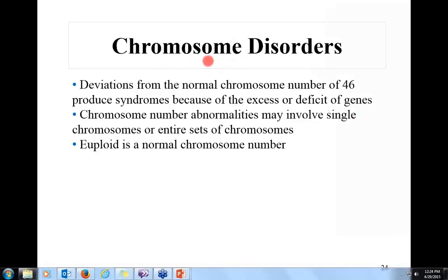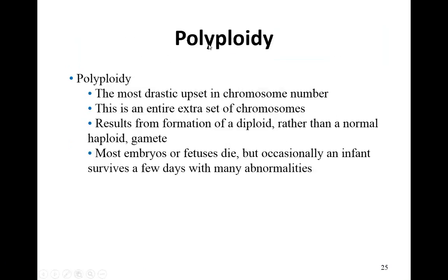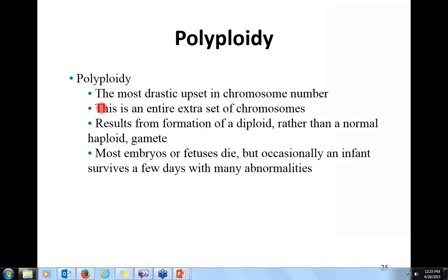There are many chromosomal disorders. In other words, you can have an excess or deficit of chromosomes. Now, when you start messing with the number of chromosomes, and again, humans have 46 chromosomes, there are not too many disorders where the newborn child will come to term with extra or missing chromosomes. Polyploidy means a drastic upset in chromosome number. They have many more than 46 chromosomes, and it could be an entire set of chromosomes. Most embryos or fetuses die, and those that do survive have a very short lifespan.